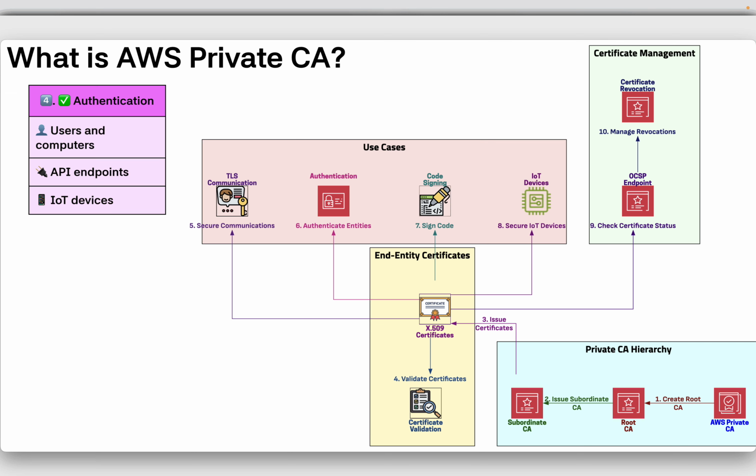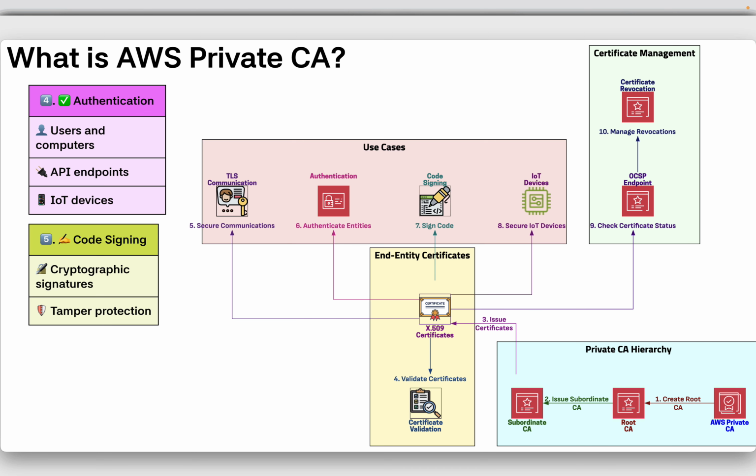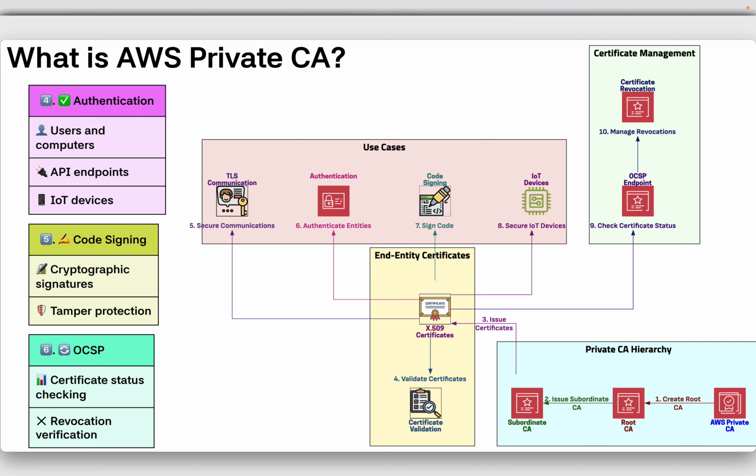Certificates can be used to authenticate users, computers, API endpoints, and IoT devices, ensuring only verified entities gain access. You can use certificates to cryptographically sign code, ensuring that the code has not been tampered with. Certificates support implementing the Online Certificate Status Protocol (OCSP) to check if a certificate has been revoked.